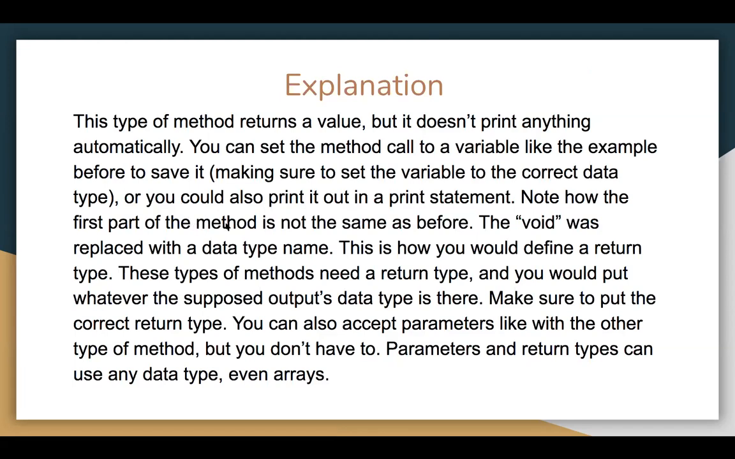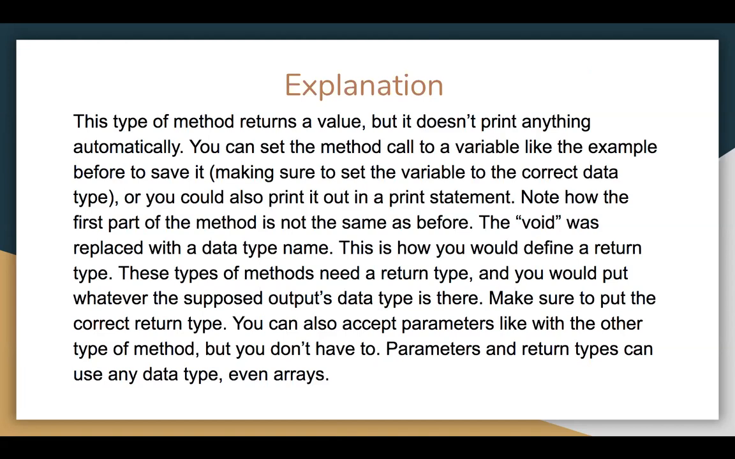Note how the first part of the method is not the same as before, as I said. Void was replaced with a data type name. So this is how you would define a return type. These types of methods need a return type, and you put whatever the output's data type is there. Make sure to put the correct return type. You can also accept parameters, like with the other type of method, but you don't have to. Parameters and return types can use any data type, even arrays.